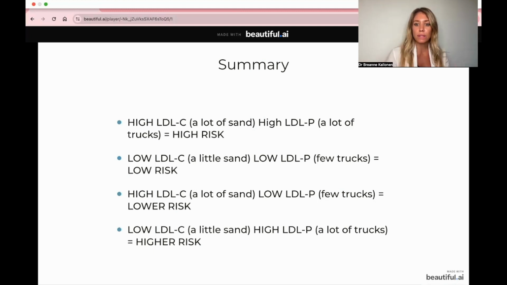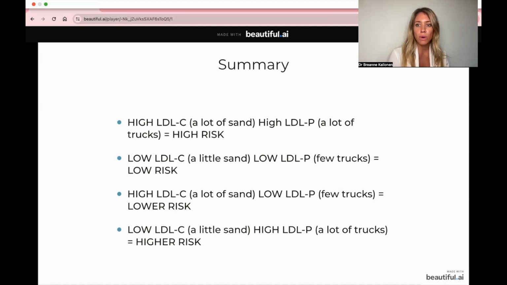Now, this is where it gets interesting. So if you have high particle size, high volume, high risk. Low particle size, low volume, low risk. That makes sense. But what if we see a patient who has high LDL, so a lot of volume, but low particle size? It's carried around in a few trucks. That's lower risk. Think of when you're driving on the highway. The more cars you have, the more risk there is for an accident. You can think of it the same way when it comes to cholesterol transport throughout the body.